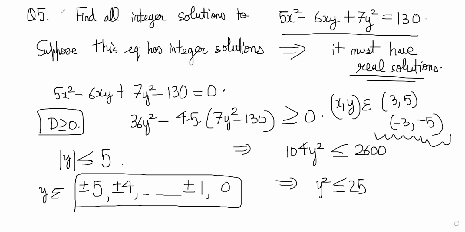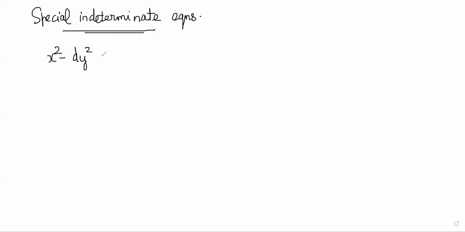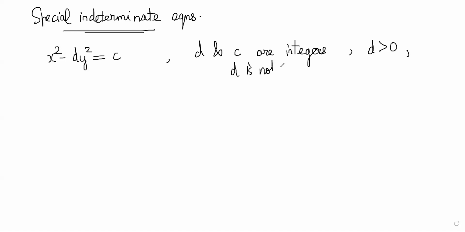Now, what we will see are some special indeterminate equations, and how solutions for those are constructed. So the first one that we will see is the equation x square minus d y square equal to c. Here d and c are integers. d is greater than 0. d is not a square number, and c is not equal to 0.